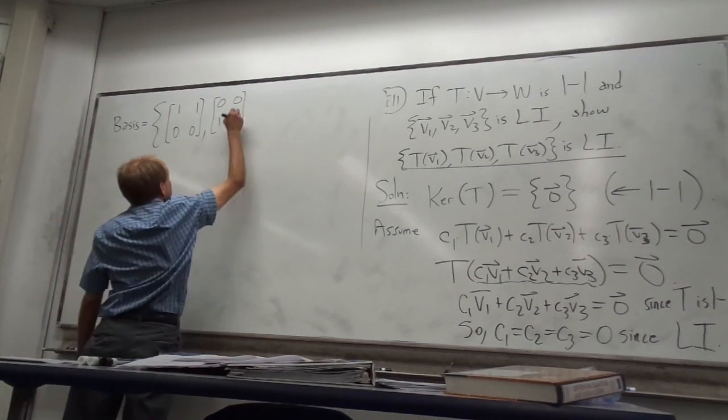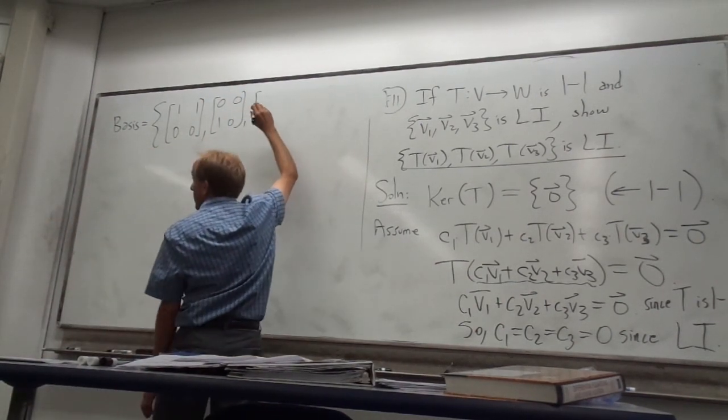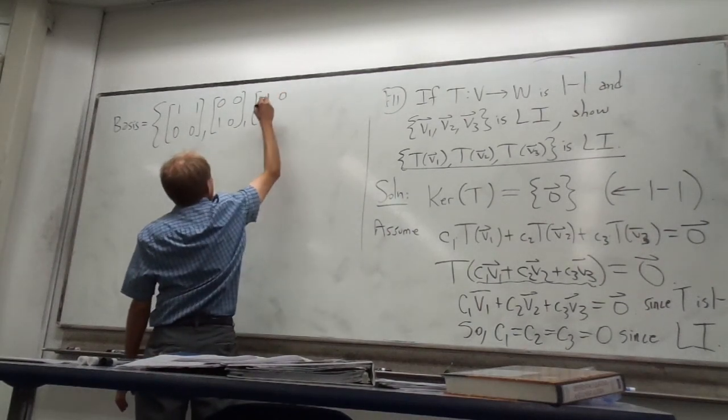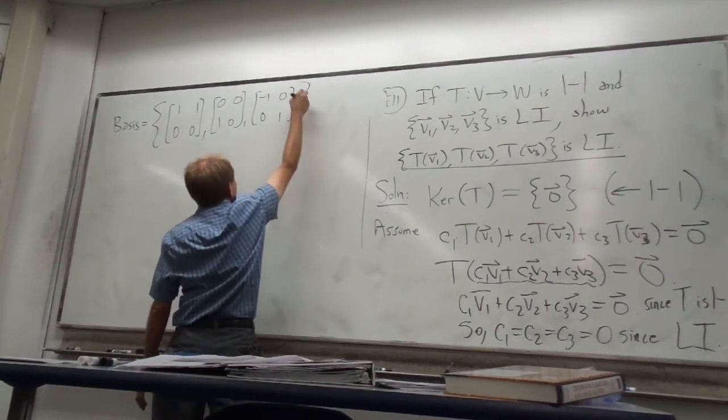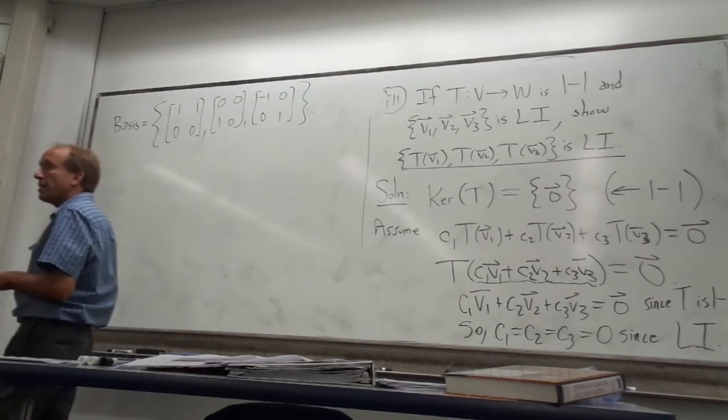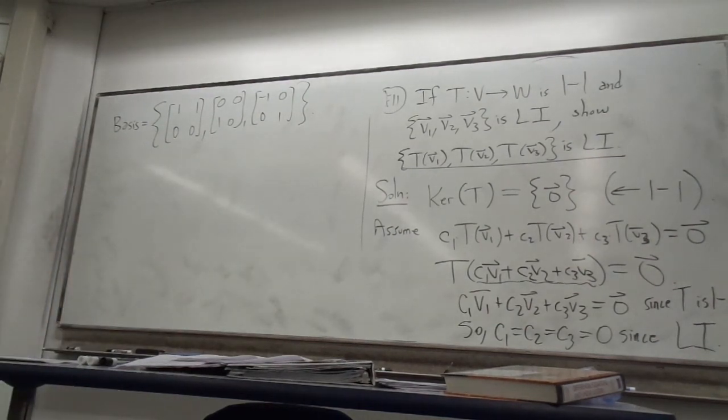0, 0, 1, 0. Okay, great. And the last one? Negative 1, 0, 0, 1. Negative 1, 0, 0, 1. Wonderful. So there we go. We have 3 basis vectors. That's my kernel. Okay? Awesome.